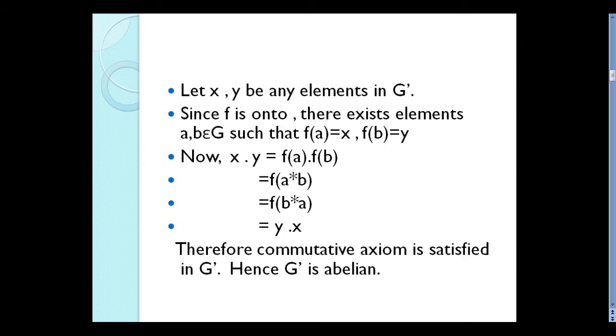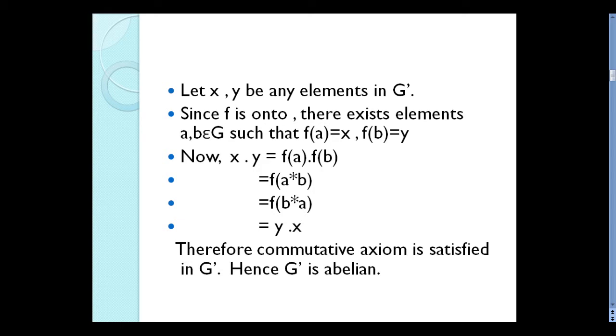Now take two elements from G dash, x comma y be any two elements in G dash. Since F is onto, there exist elements a, b belong to G. We can write F of a equal to x and F of b equal to y, because the elements in G dash are the images of the elements in G. So if a is an element in G, F of a is an element in G dash. That F of a we take as x and F of b we take as y.